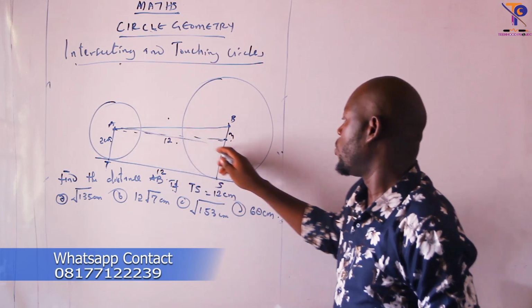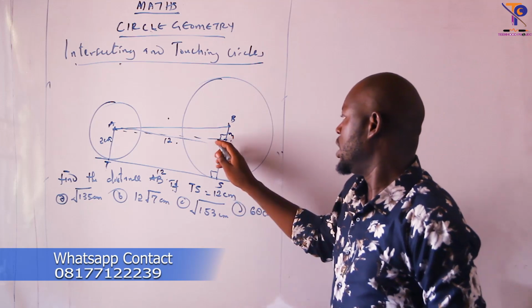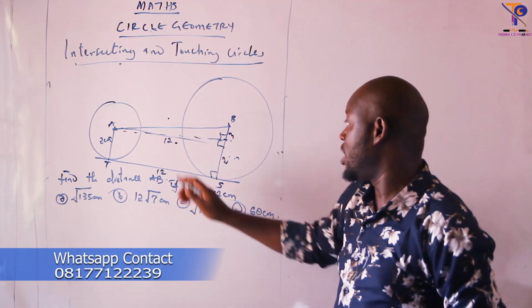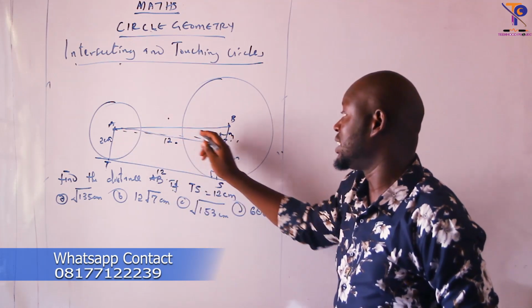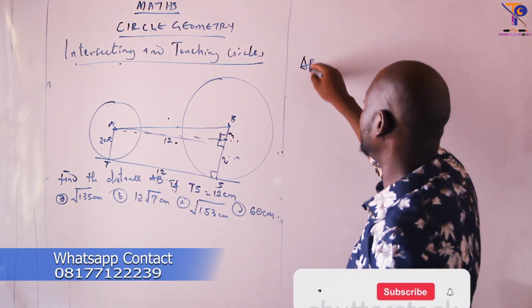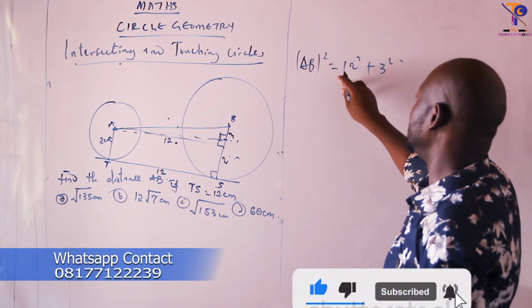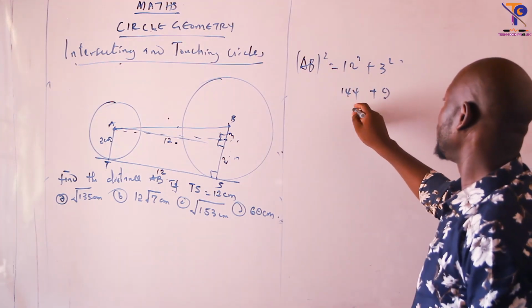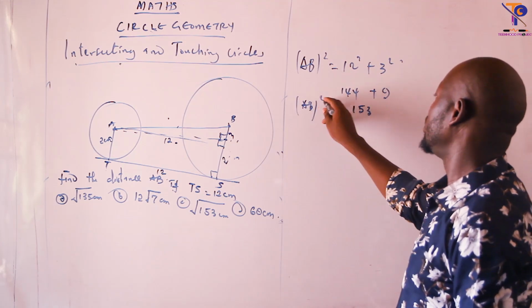Once this is 90 degrees, definitely this one is 90 degrees, corresponding angle. So we have 12 and 3, and we have to solve for our hypotenuse. Hypotenuse AB squared will be equal to 12 squared plus 3 squared. That gives 144 plus 9, we have 153. So AB squared is 153.